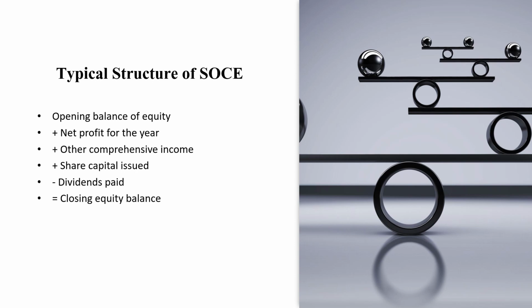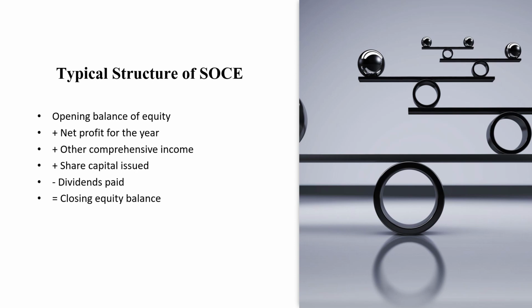When a company makes profit, it increases retained earnings and therefore increases equity. After that, we include other comprehensive income, which may also increase or decrease equity. Then we add any new share capital issued during the year. If the company issues new shares, equity increases because shareholders invest more money.